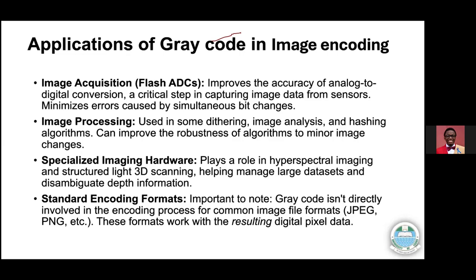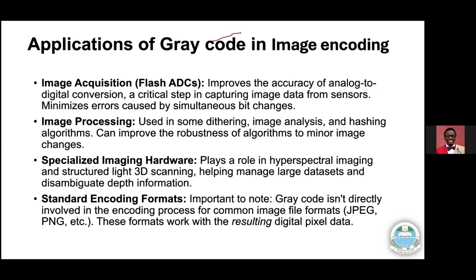For instance, with normal binary, you might have something like 0111 and then the next is 1000. Basically everything has changed, but with gray code only one bit changes every time you move from one number to the next. It's also used in image processing.